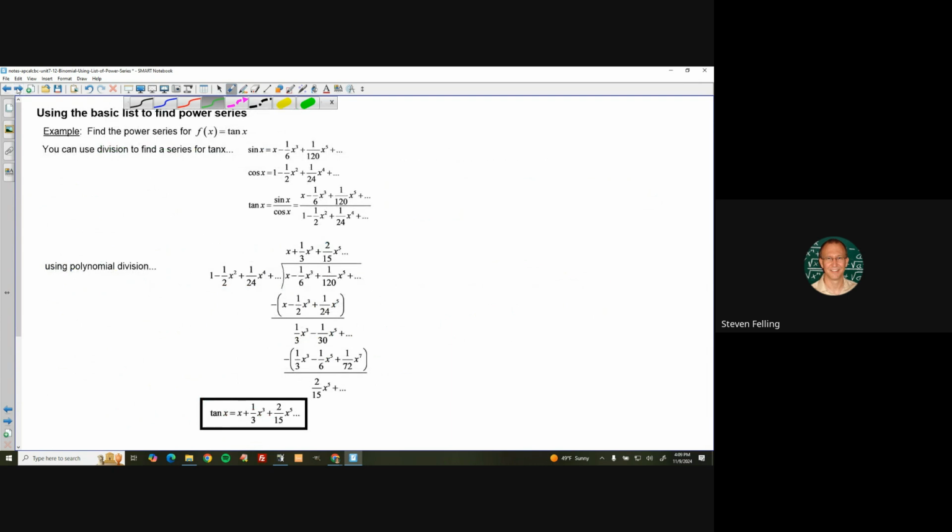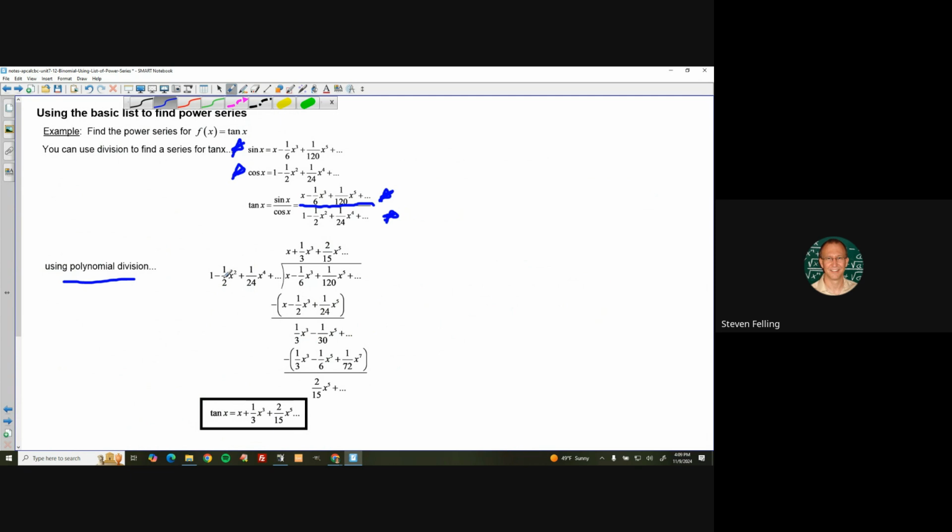What if we had this? What if we had tangent of x? So tangent of x is not on the power series list, but sine and cosine are. We could get the sine function and the cosine function, and then you could write out a power series for the sine and then divide that by the power series for the cosine. So how can you divide a polynomial by a polynomial? By using polynomial division. So you could take the sine function and put it in here, and then divide by the cosine function.